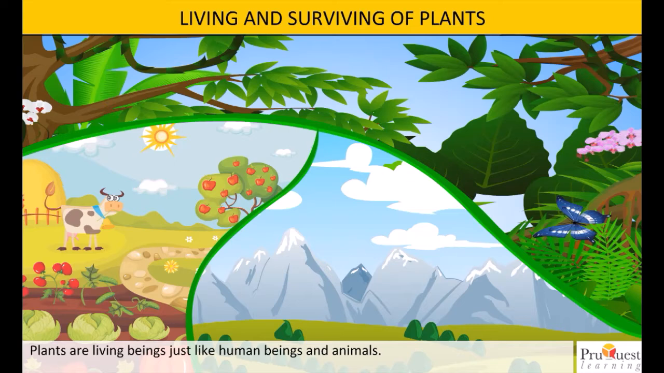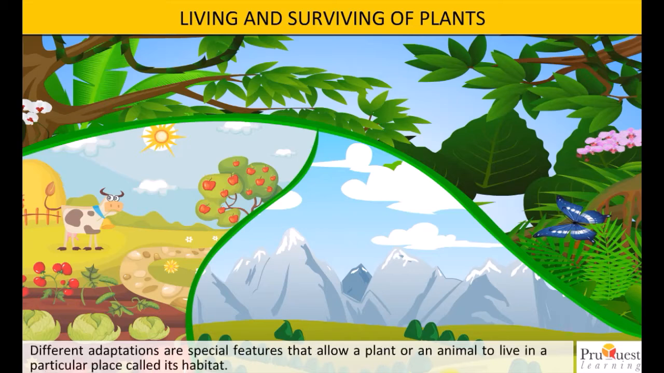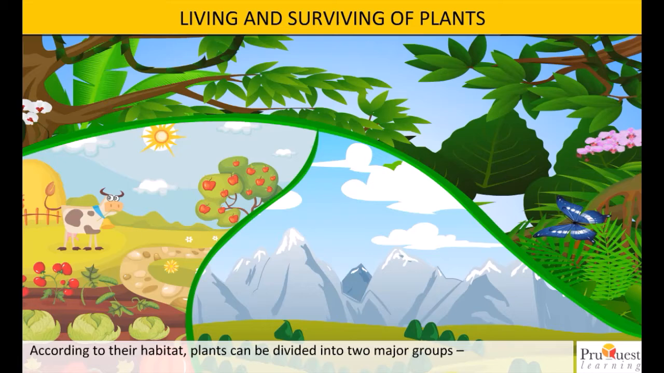Plants are living beings just like human beings and animals. Different types of plants grow in different places. They adapt themselves to survive in different areas. Different adaptations are special features that allow a plant or an animal to live in a particular place called its habitat. According to their habitat, plants can be divided into two major groups: terrestrial plants, land plants, and aquatic plants, water plants.